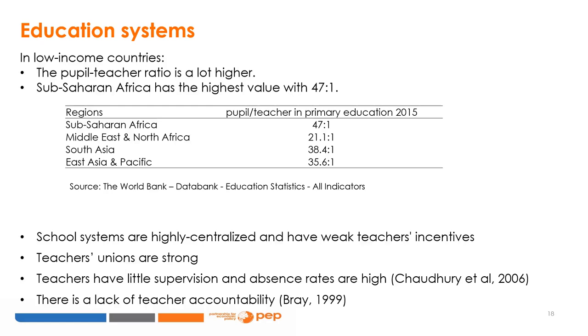Other differences between rich and poor countries are: the school systems are highly centralized and have weak teachers' incentives in developing countries. The teachers' unions are strong. The teachers have little supervision and absence rates are high. There is a lack of teacher accountability.